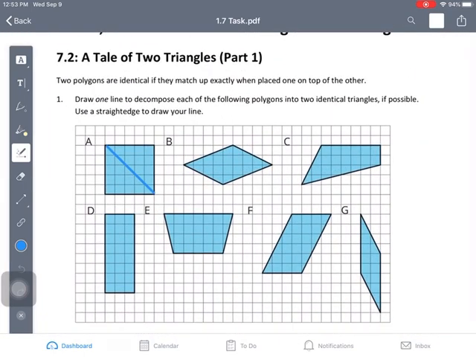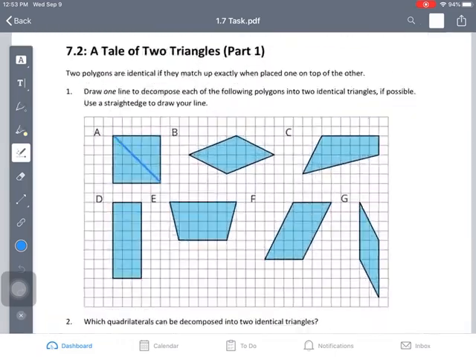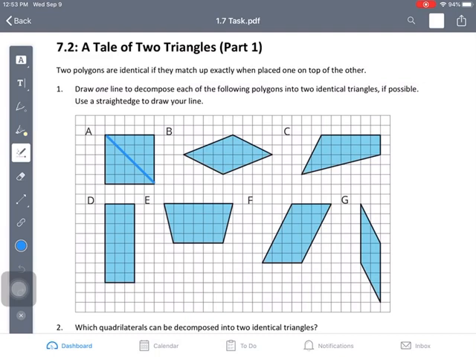So what I need everybody to do is to complete this task, submit it, and then please work on your cool down. Remember the thing that we're taking away from today. The only types of polygons that can be decomposed into two identical triangles are parallelograms. That is the biggest takeaway from today.